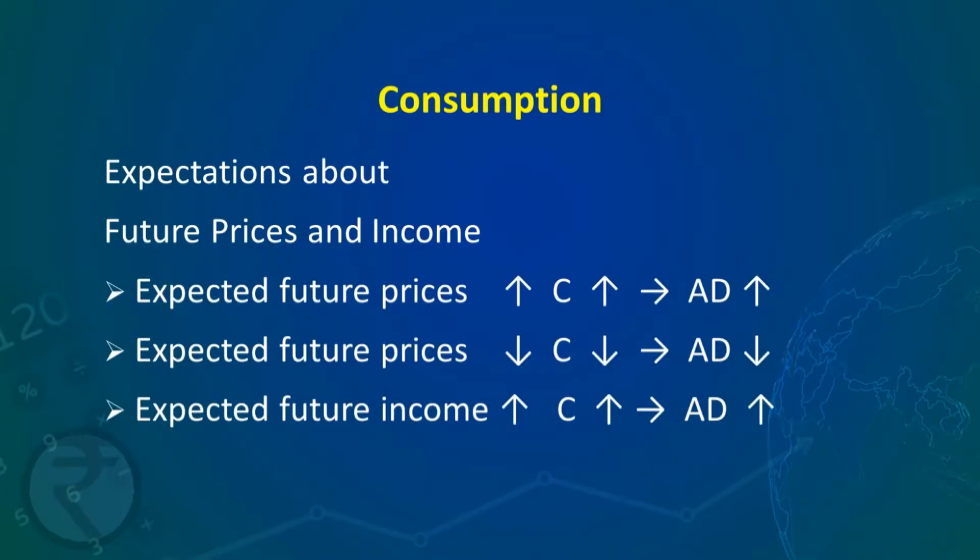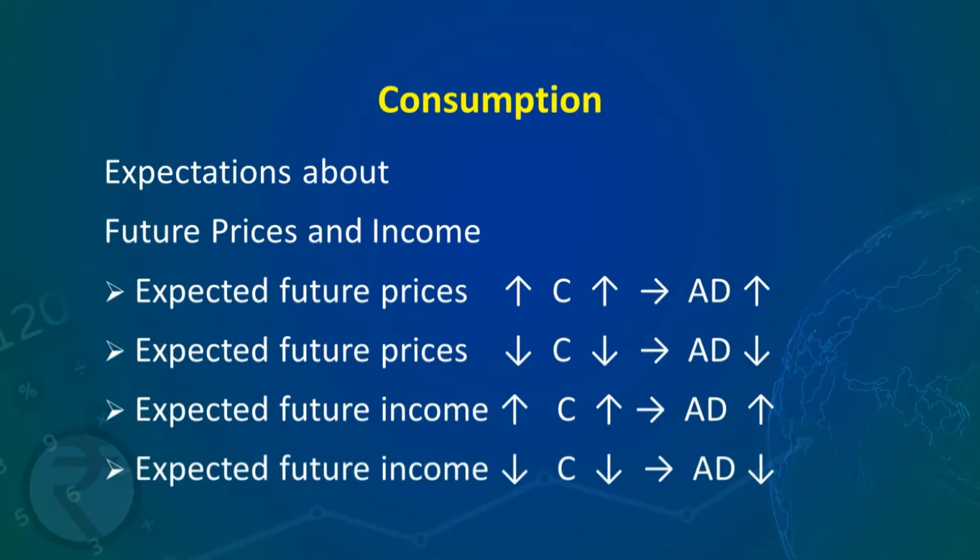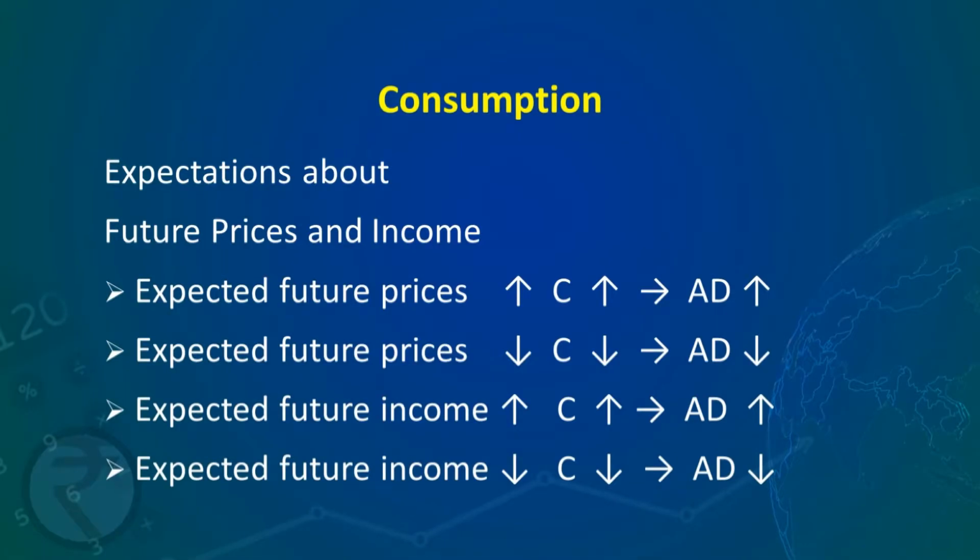On the other hand, if you expect that in the near future you are going to lose your job or your incomes will go on falling, then naturally you would spend less in the present because you would like to save for future. So, in case of falling expected future income, what happens? Consumption decreases and aggregate demand also falls.